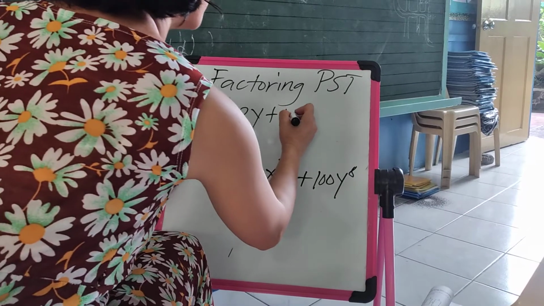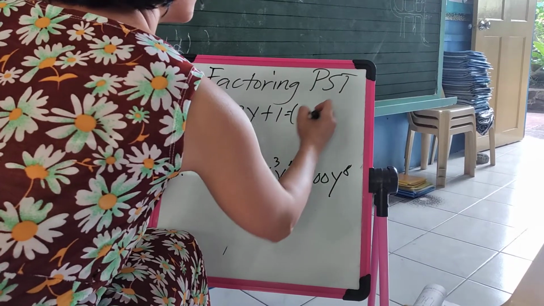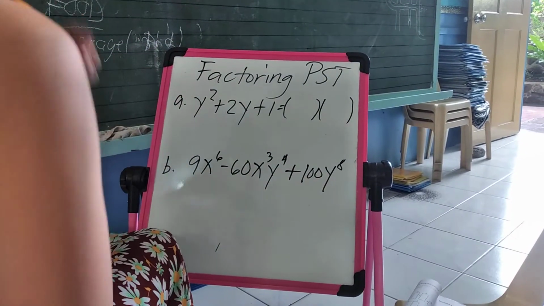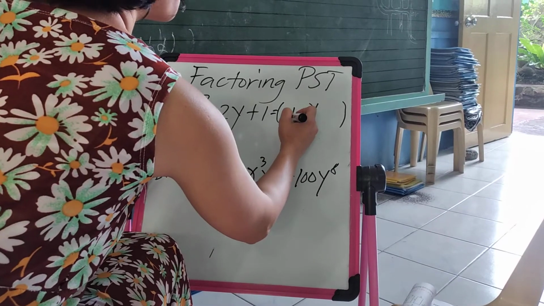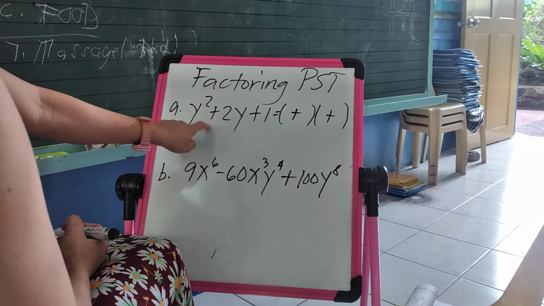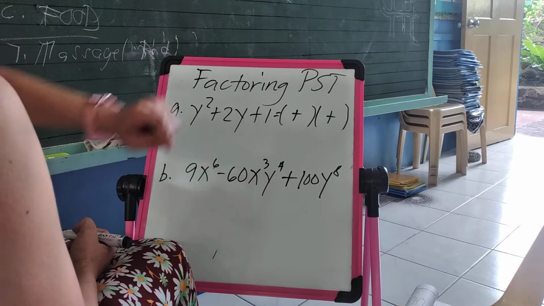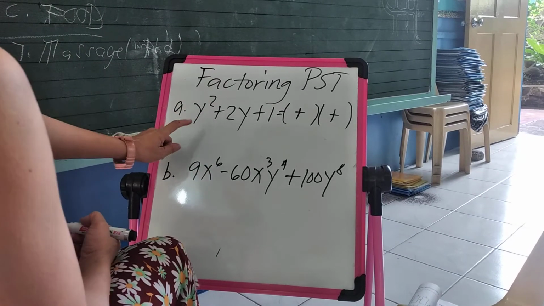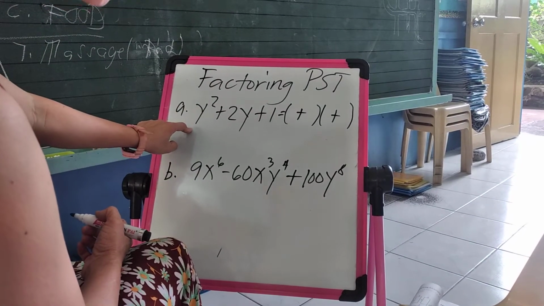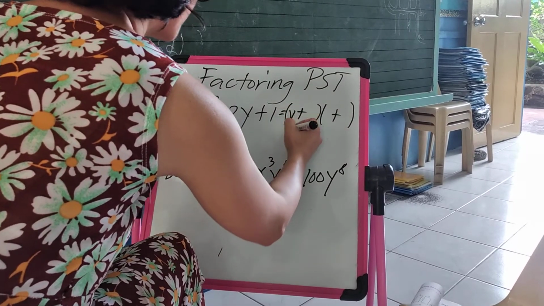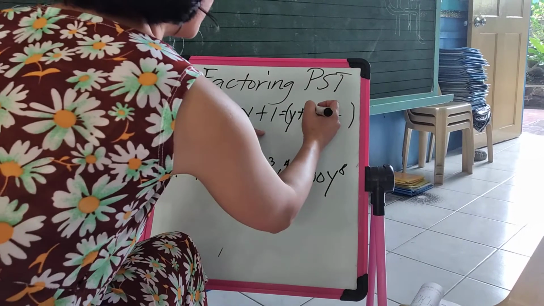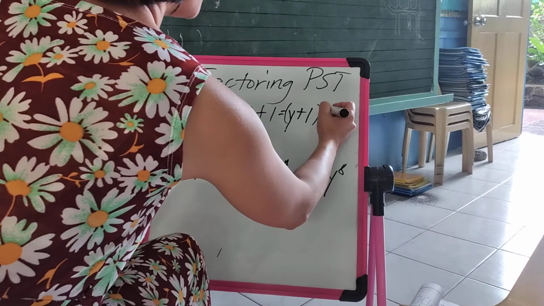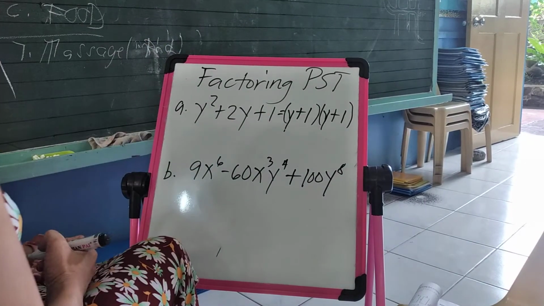All you have to do is make two parentheses. Both are positive here, because the middle sign is positive. And then there's a shorter way of writing this later. So all you have to do is take the square root of the first term, which is y, and the square root of the last term, which is 1. After that, just copy what you wrote here: y and 1.